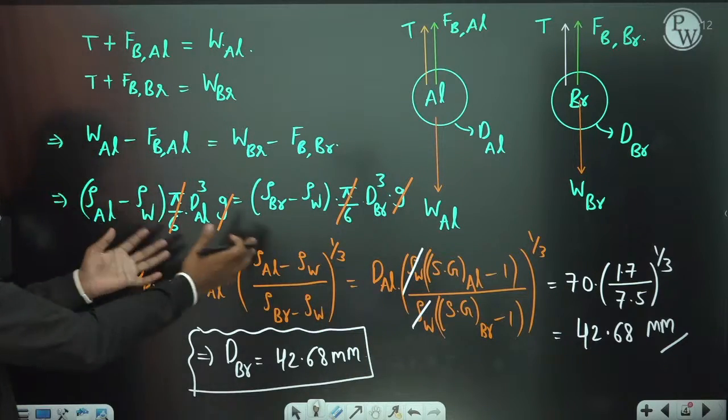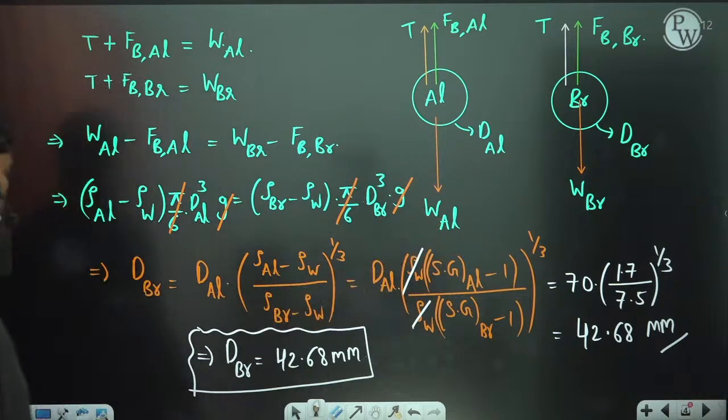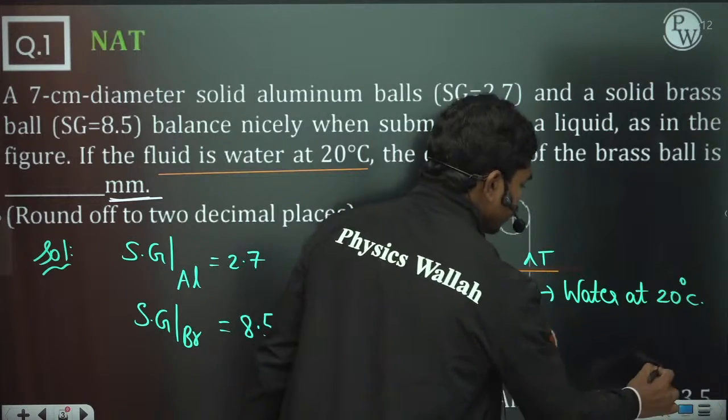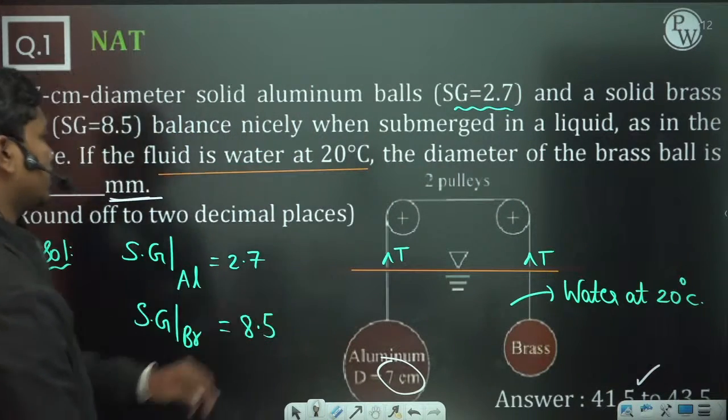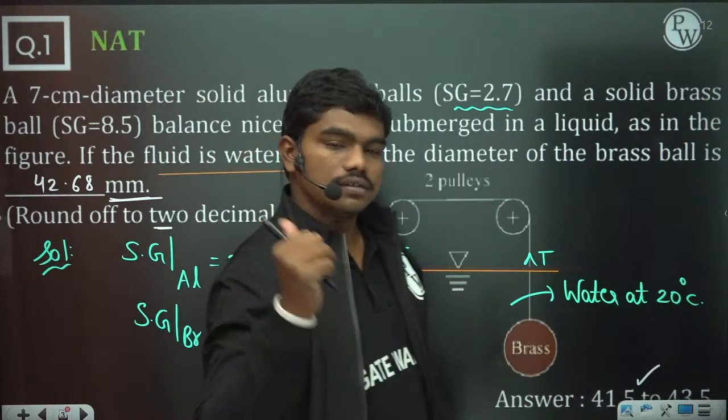You can see we haven't done anything, just some small calculation. Three values are needed, all three values are given, so you can calculate this. 42.68 is the correct answer. So 41.5 to 43.5 is the accepted range, so with 2 decimal places, you can round off to 42.68 mm. Okay, clear? Yes, right, correct.